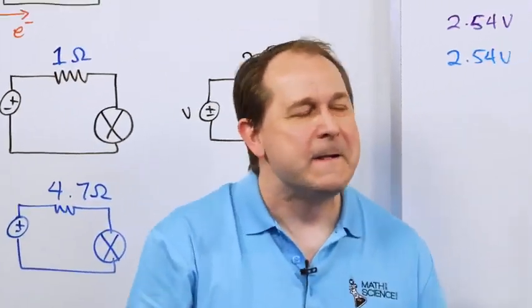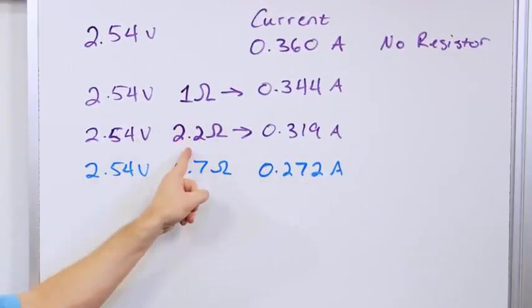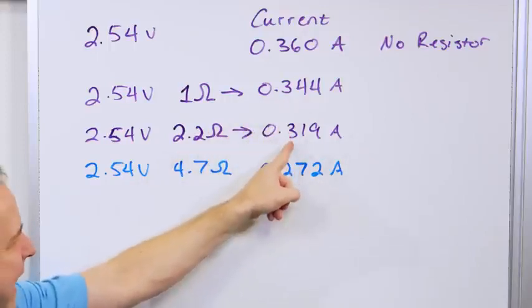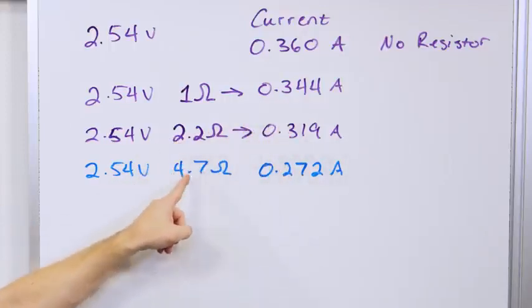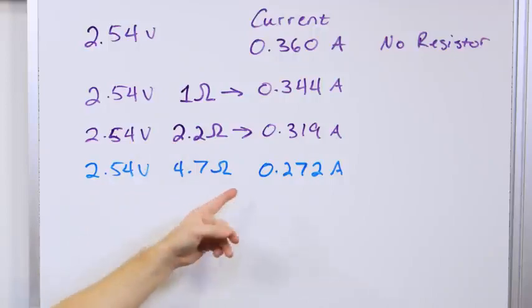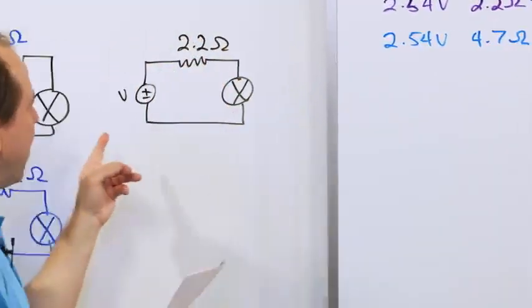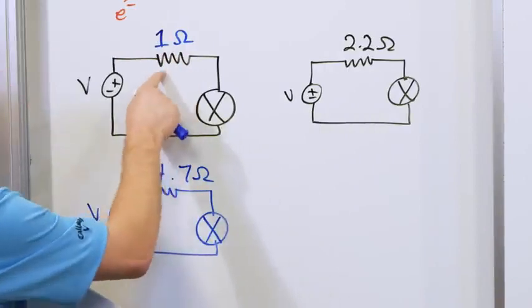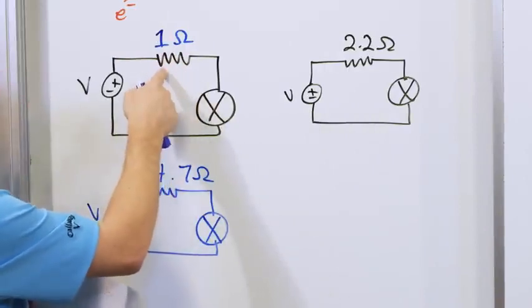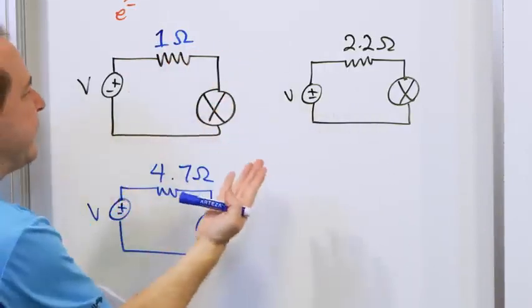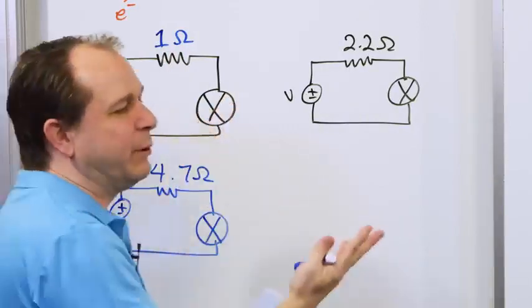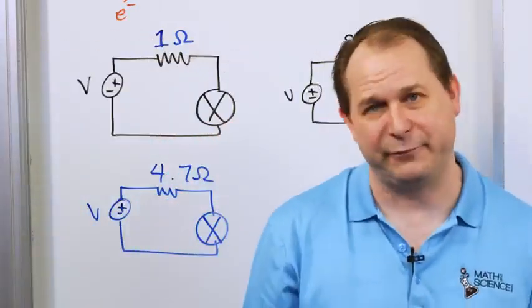Now you might say, well, wait a minute, we went from 1 ohm to 2 ohms, but the current did not get cut in half. We went from 2 ohms to about 4.7 ohms, that's about double the resistance, but the current didn't quite get cut in half. Why? Well, it's because when you draw the diagram out, you see that the resistance we put in there is not the only thing in the circuit. There's another thing in here called the light bulb. The light bulb itself has resistance.